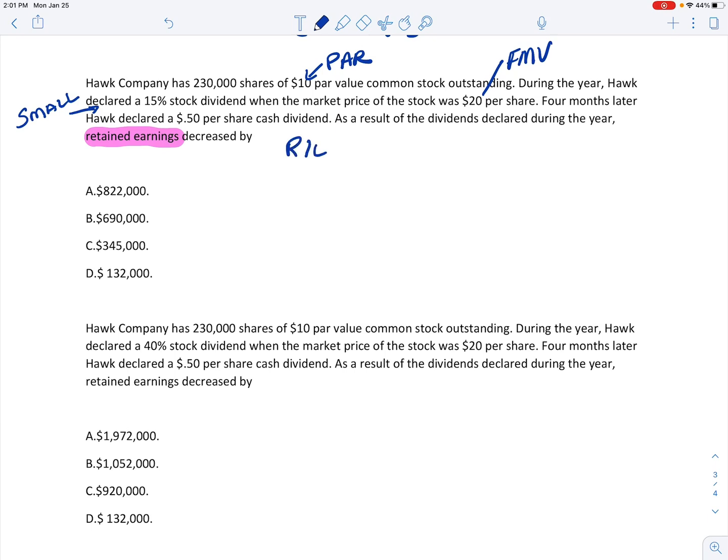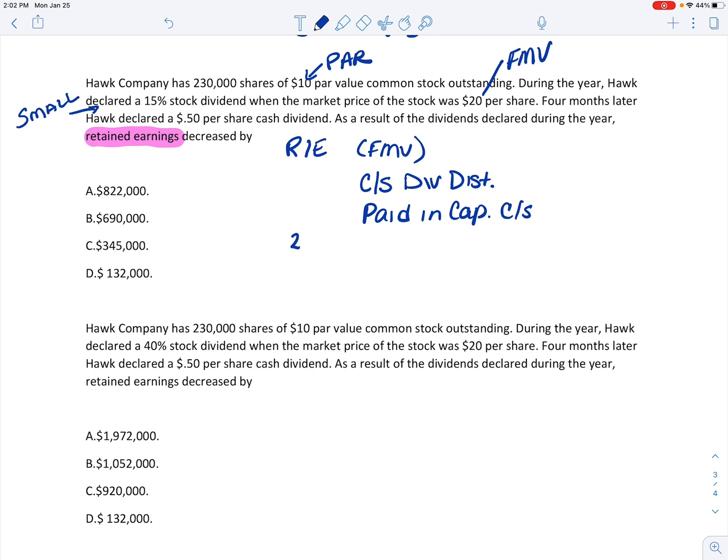I'm going to debit my retained earnings at fair market value. I'm going to credit, I'm going to start abbreviating here, my common stock dividend distributable. And I'm also going to credit my paid-in capital in excess of par, common stock. Now let's look at the amounts.